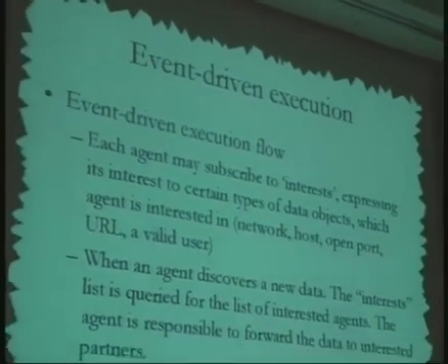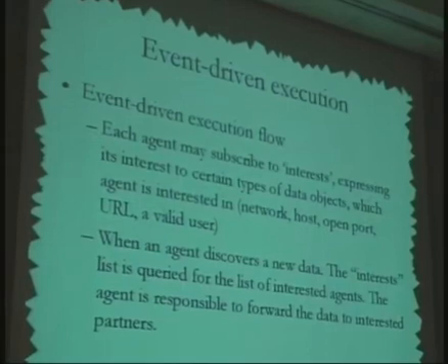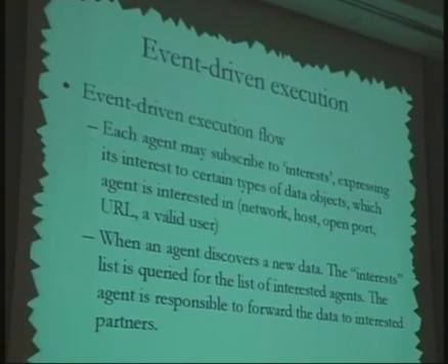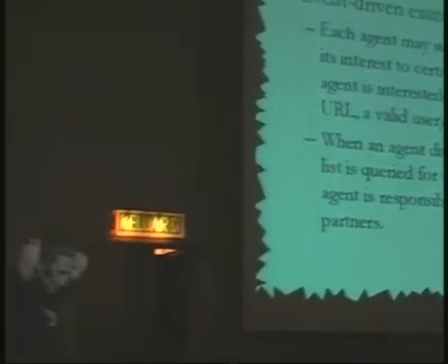And besides that, we're also going to have an event-driven execution flow. That is, each agent may be subscribed to different interests. It can express its interest in certain types of data that it should receive. As soon as this type of data arrives, the agent will be notified, and this event will be delivered to the agent. Whenever the agent discovers new data, the interest list is queried for all of the agents that are actually interested in the data, and then the agent is responsible for forwarding the data to all the interested peers.